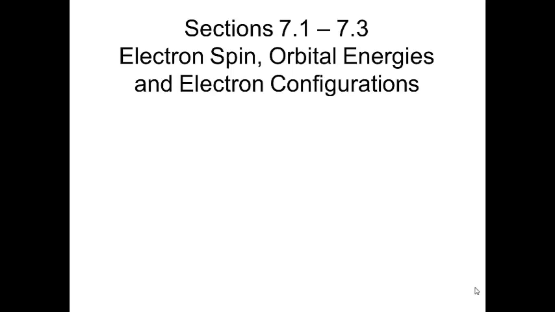In this chapter, we examine the electron arrangements, the arrangements electrons take inside atoms and the properties that result from those arrangements.